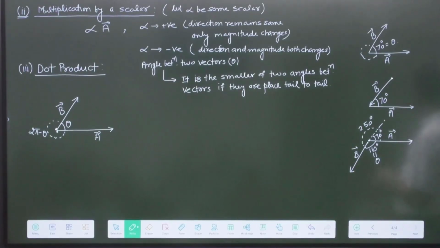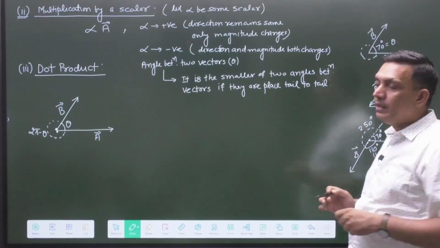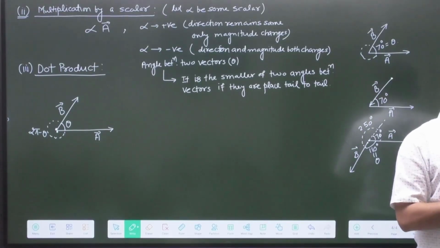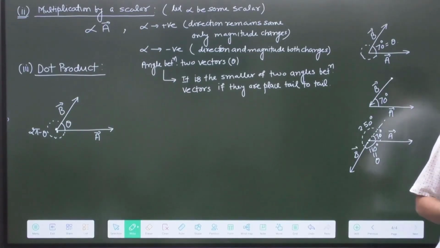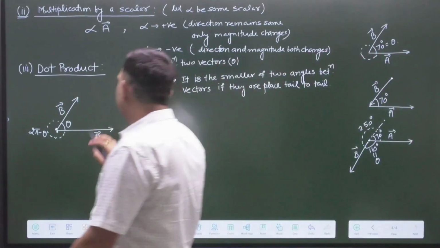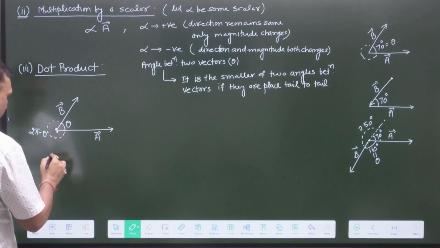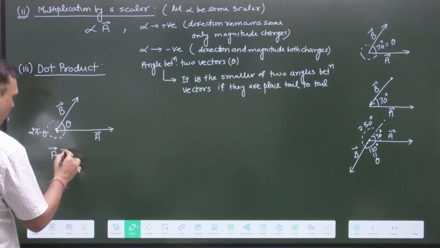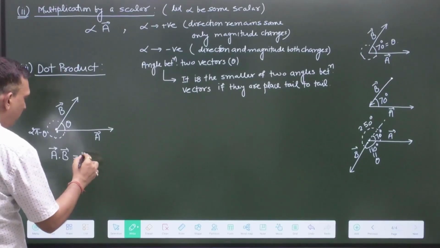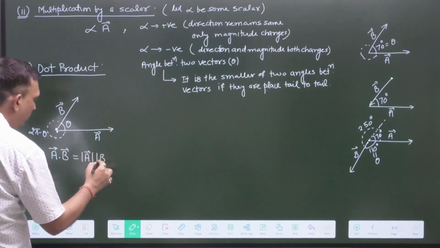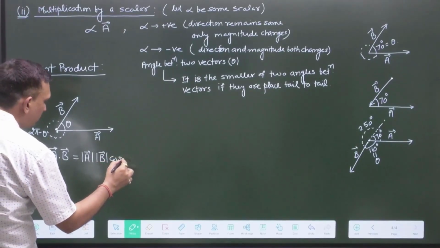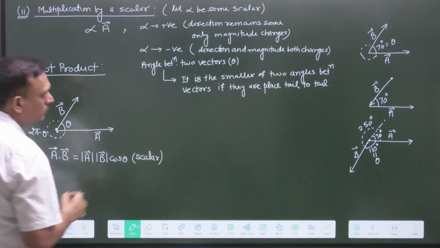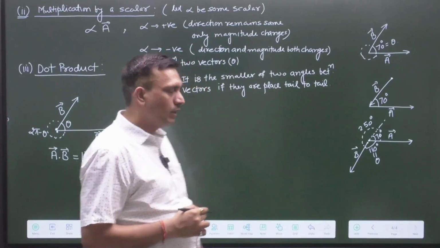So you have to always identify angle between two vectors. When I am defining dot product, I am first defining what is angle between two vectors. When they are placed tail to tail, that is the angle theta. Clear? So now this A dot B is given as mod A mod B cos theta, and that is a scalar value.